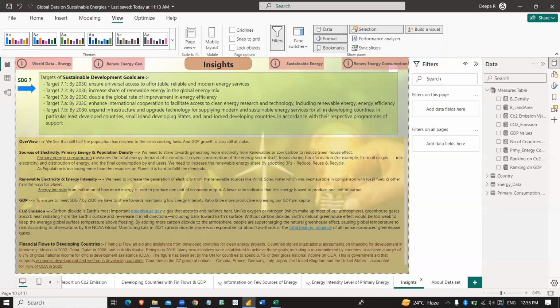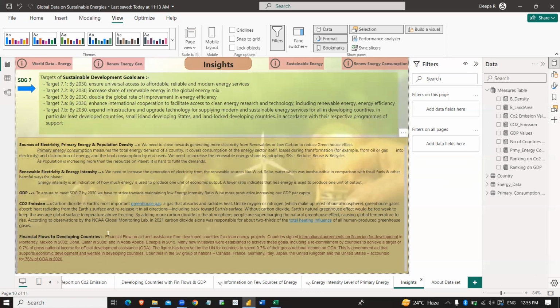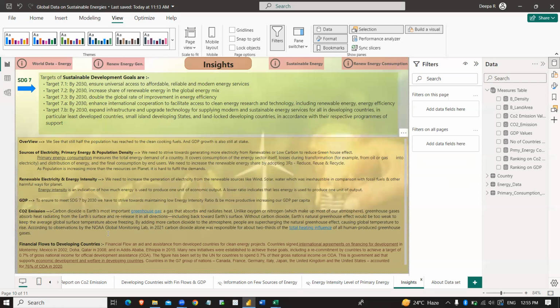Okay, so just like access to affordable, reliable, and modern energy services, or increasing the share of renewable energy, or doubling the global rate of improvement in energy efficiency, enhancing international cooperation to facilitate access to clean energy research and technology, and then expanding infrastructure and upgrading technology for supplying modern and sustainable energy services. So all these sustainable goals, 7 goals I have presented here, and I have given the overview of all the pages I have used in my report, and whatever analysis I have tried to do.